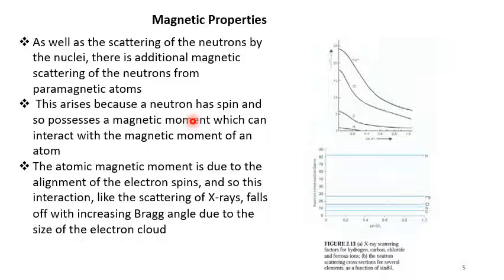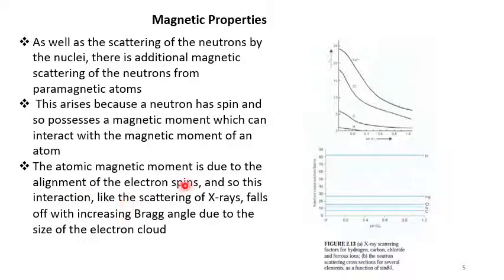The neutron which strikes the nucleus of the atom has spin, and when it is spinning, it possesses a magnetic moment. So the magnetic moment of this neutron will interact with the magnetic moment of the paramagnetic atom, and due to this interaction of the two magnetic moments, magnetic scattering of the neutron takes place.